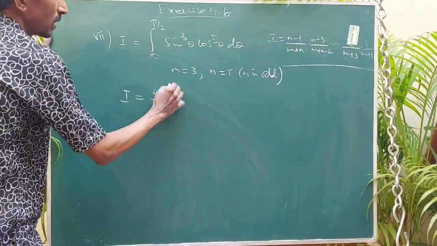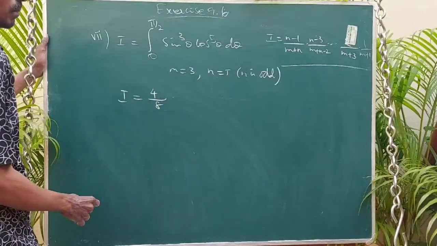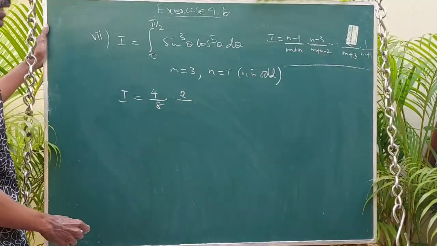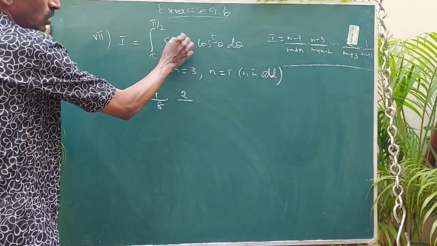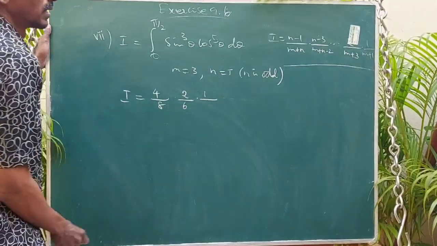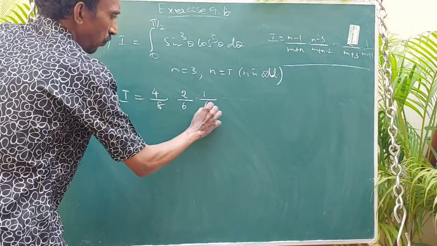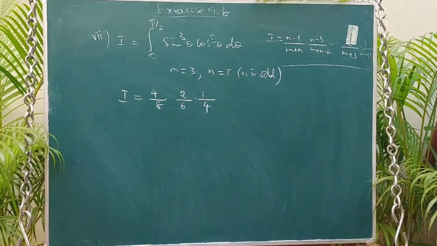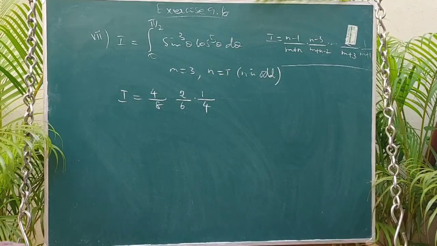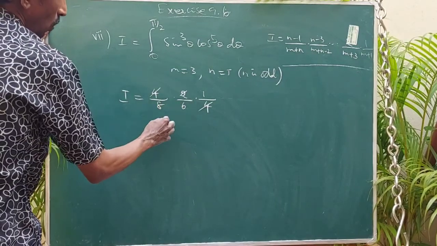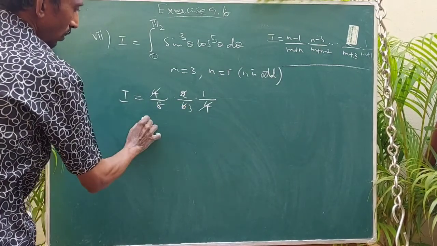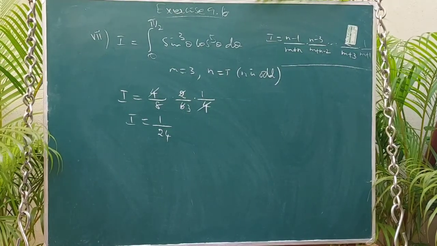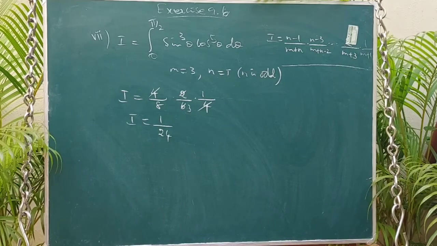So 4 by 8 into, okay, 2 by, what is that? 2 by, what we need to put? So 6, 1 by, so what is that? 4. So if we want, we can cancel this. So if we cancel, what we are getting, this 4 cancels. So 1, here 3. So 1 by 24. So 1 by 24 is the answer for subdivision 7.